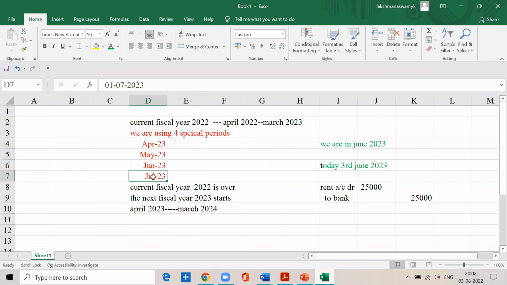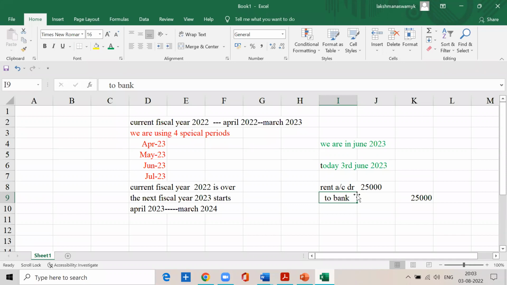Now, after the fiscal year 2022, your next fiscal year also starts. 2023 fiscal year means again it contains the periods from April 2023 to March 2024. But now we are in June 2023 and today is 3rd June 2023. Today I am posting a business transaction. So the business transaction may be related to previous year as an adjustment. Why? Because you are using 4 special periods, right? Or it may be related to current fiscal year as the business transaction. Got it now?